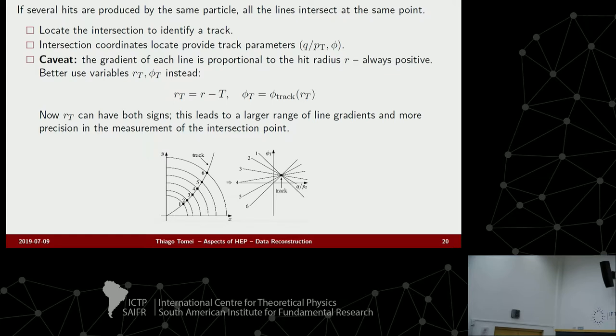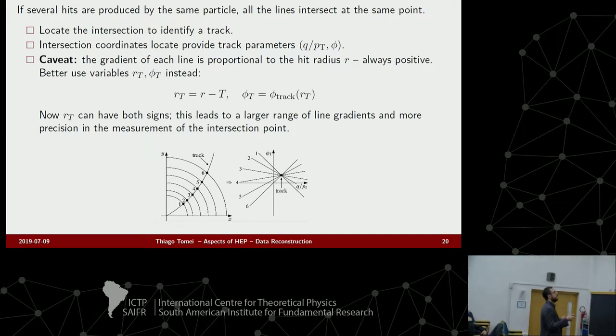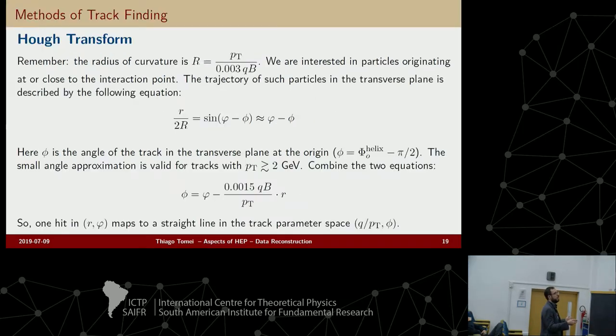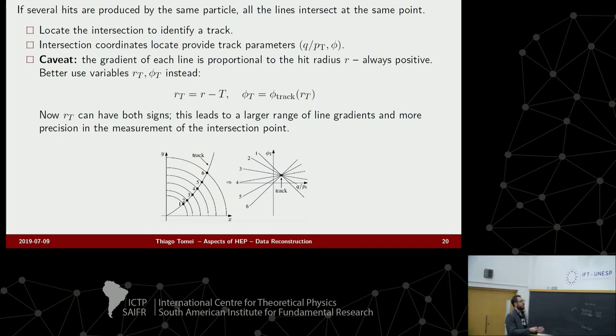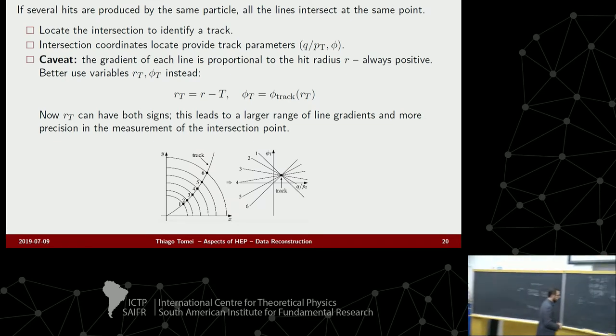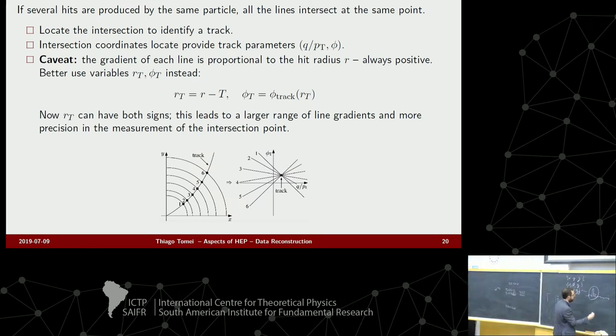And then the intersection coordinates will provide you the PT and the phi. There is a caveat, okay? The gradient of the line, if you come back here, it is proportional to the R. R is always positive. So instead of having this nice shape, we call this a butterfly for obvious reasons.